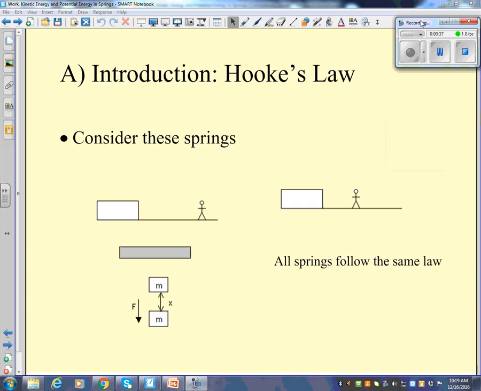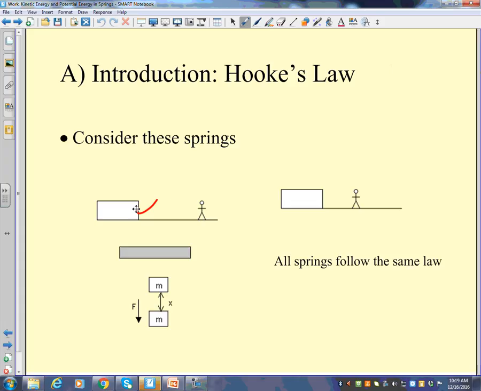Basically this is the slide that is similar to the one that I showed you before with the pictures. You probably don't need to write it down. All I'm saying is that all springs follow the same law, whether they're the kind that you stretch out, the kind that you compress, or the kind that bounce up and down. Springs are springs.